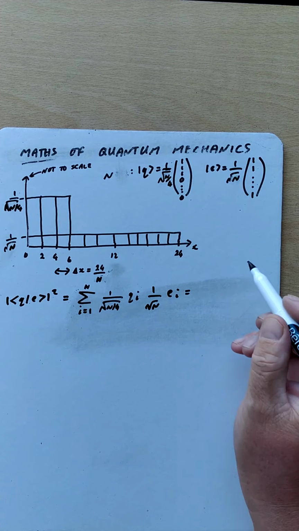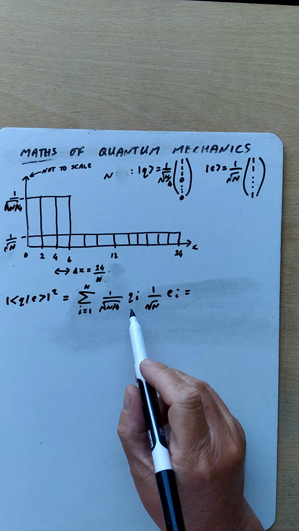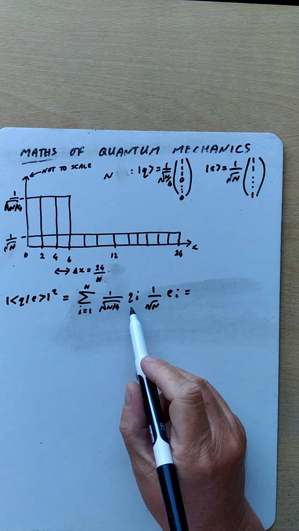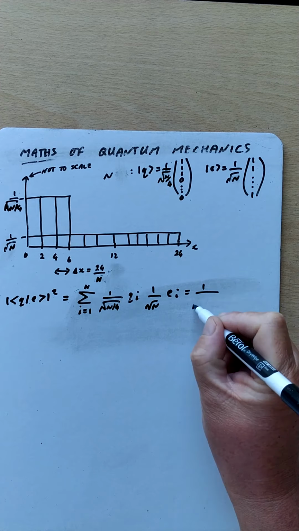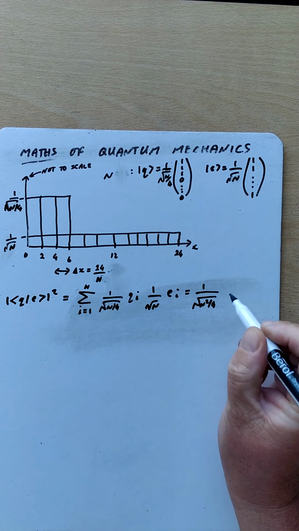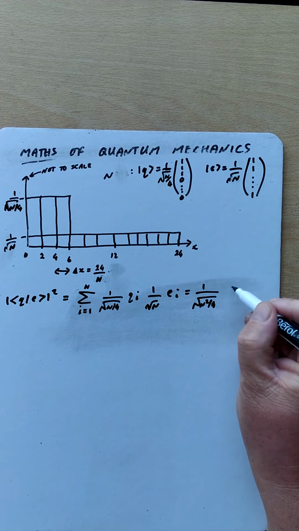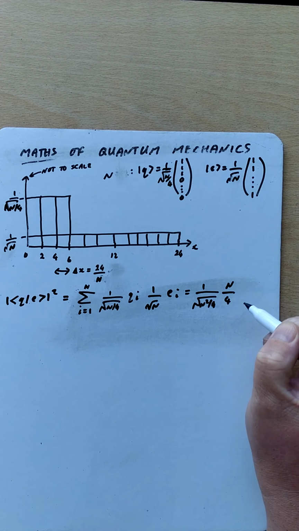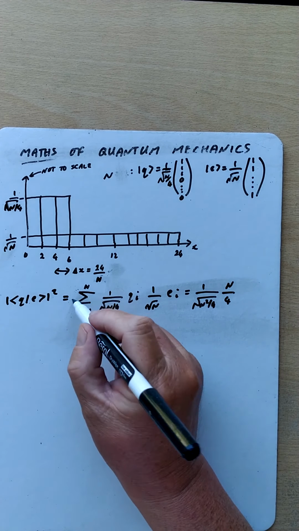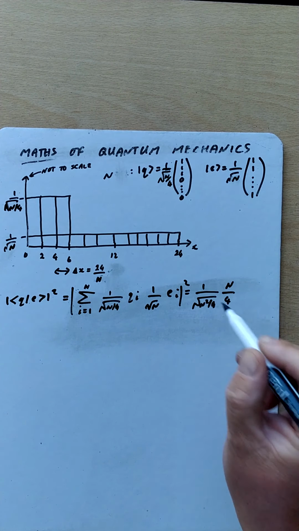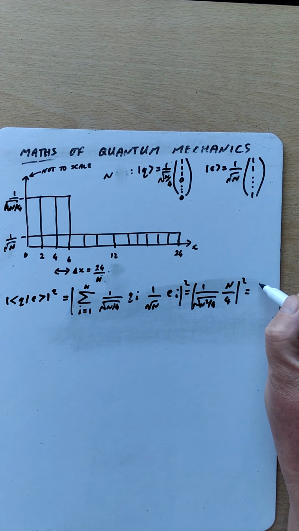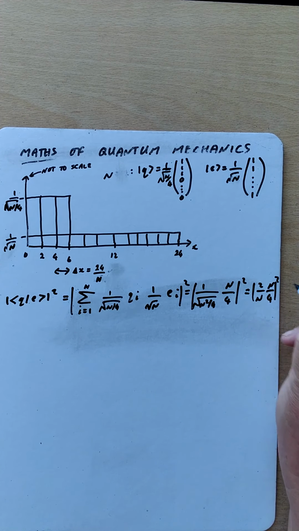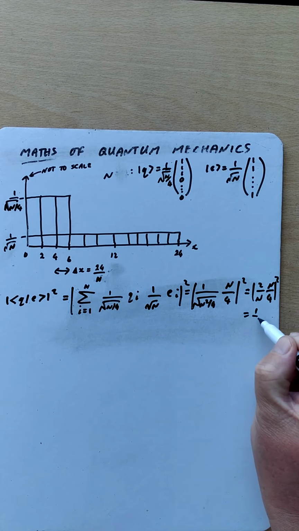Then this will equal, well, there'll only be n upon 4 values, because after n upon 4 this is 0, so we get 1 over root n squared upon 4, n upon 4, and this is the same as we had before. Forgot to put the squares in there. We've got 2 upon n by n upon 4, which is a half squared, which is a quarter, as before.